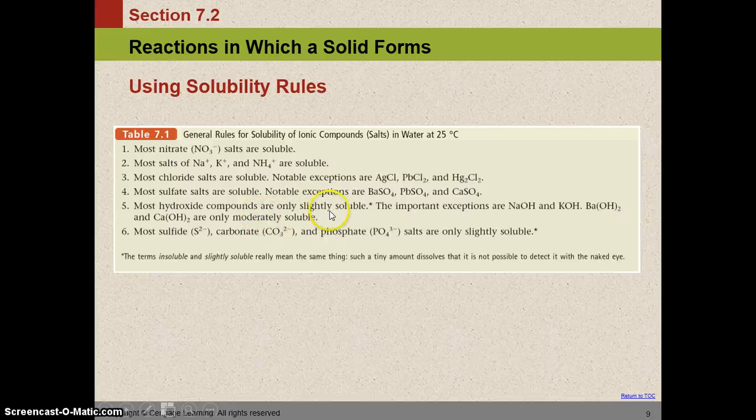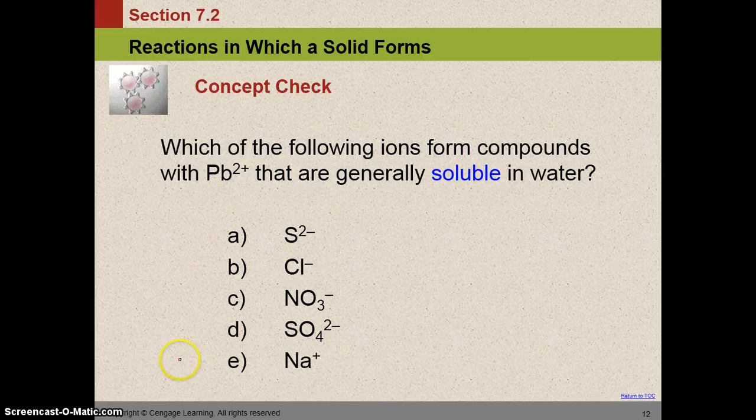And then it says most hydroxides are only slightly soluble except for sodium, potassium, barium, and calcium. Those are moderately soluble. Most sulfide salts, carbonate, and phosphate salts are only slightly soluble. So let's go back to our original problem now, trying to keep those rules in mind.